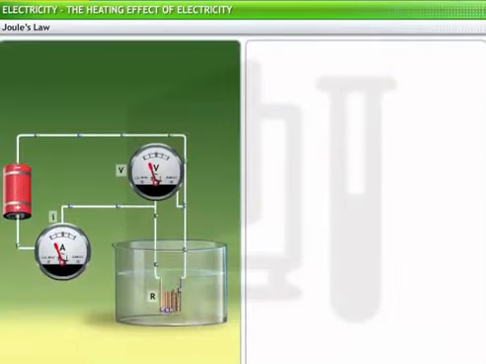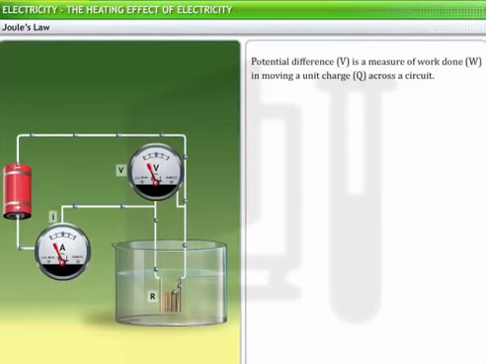To derive Joule's law, let a potential difference of V volts drive a charge Q coulomb through a heating element, and W be the work done. The potential difference is a measure of work done in moving a unit charge across a circuit. From this, we get equation 1: V = W/Q, or W = VQ.